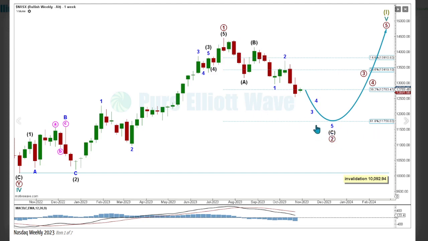And if primary wave 2 reaches this target and continues, it cannot move below the start of primary wave 1 at 10092.94. Overall, cycle wave 5 within supercycle wave 1 is expected to pull price higher.